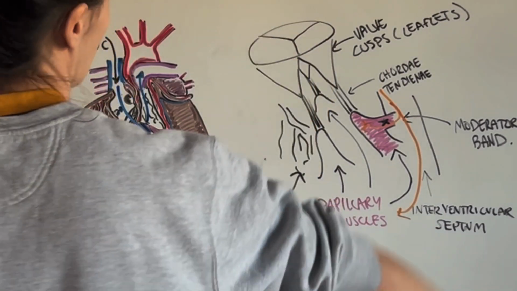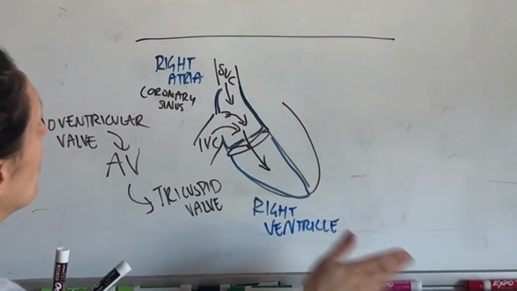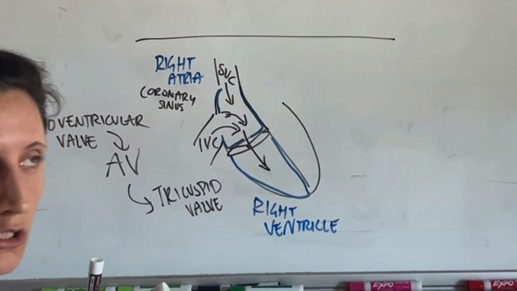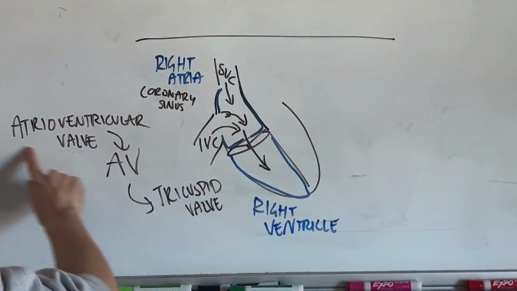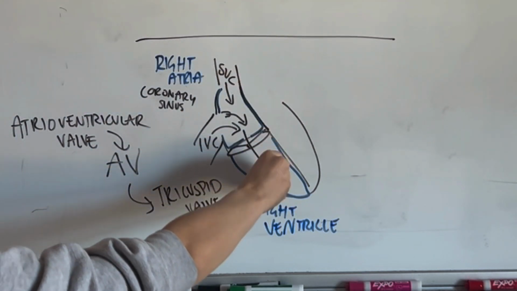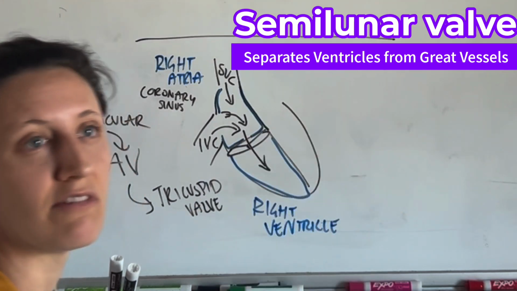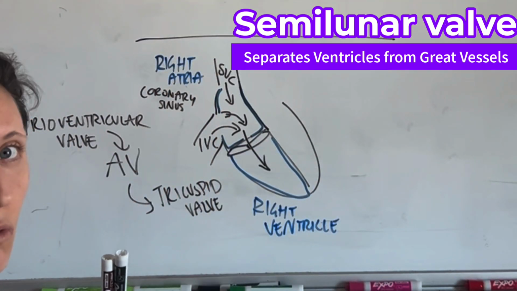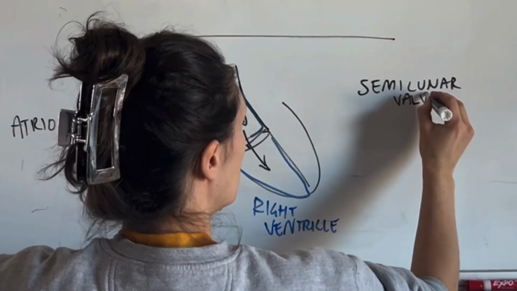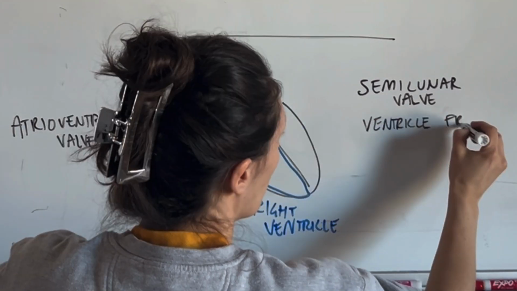Now, one thing I'm going to add, I'm going to erase this. Let's head down here. We have to be able to get out of the ventricle, and we get out of the ventricle through the pulmonary trunk, but there's a valve there too. So a different type of valve. If an atrioventricular valve, the tricuspid valve is one example, separates atria and ventricle, a semilunar valve separates ventricle from great vessel. So our pulmonary trunk and our aorta are great vessels, they're big, and a semilunar valve is the type of valve that separates ventricle from great vessel.